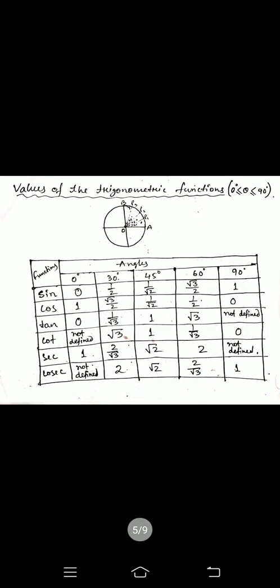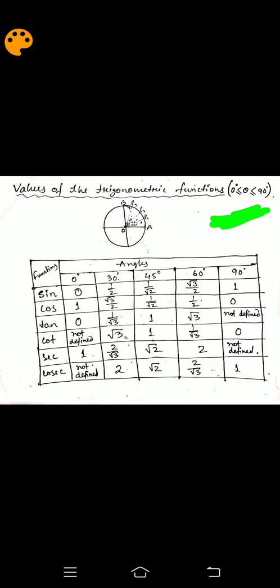Now, values of the trigonometric functions. I guess you all are familiar with this table as you got it in your general math. But this table is valid only for the angles which are less than or equal to 90, that means 0 to 90. This table is only valid for the angles 0 to 90.